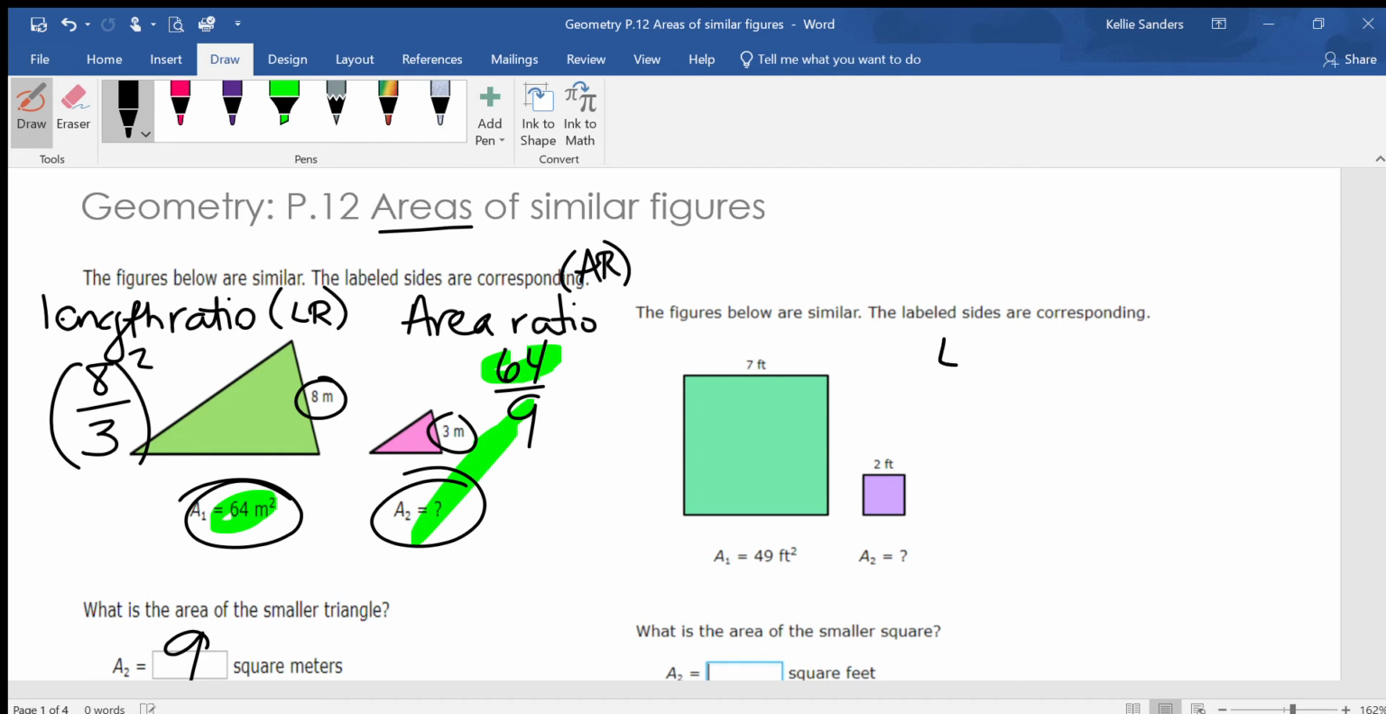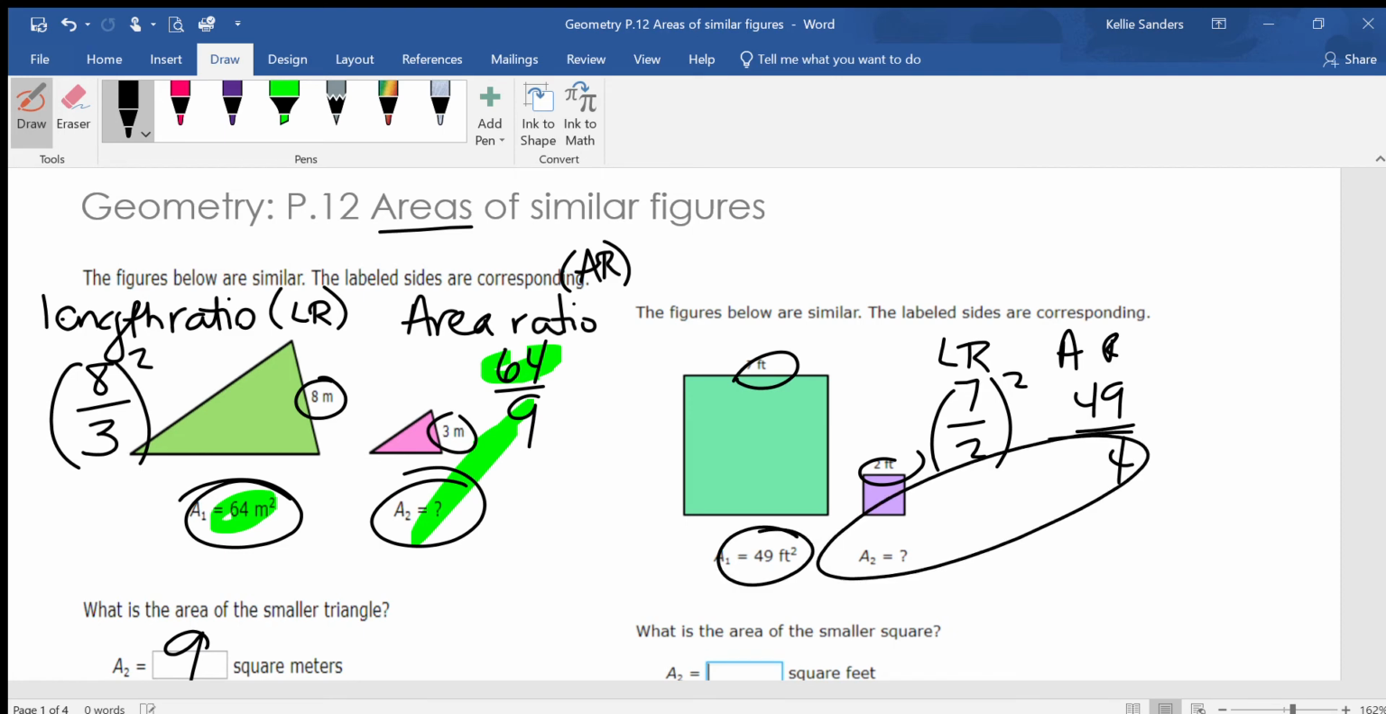Okay, so the length ratio is 7 to 2 because they give us both of those. So for the area ratio, we square both of them, and it's 49 and 4. Since this is 49, then this is 4.